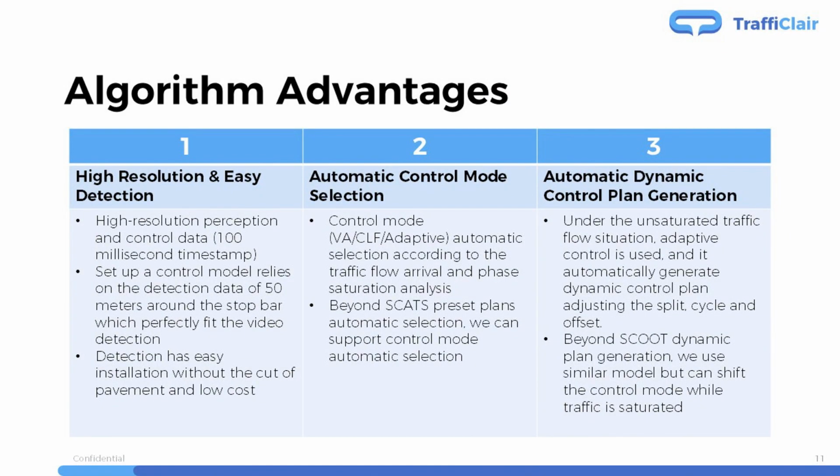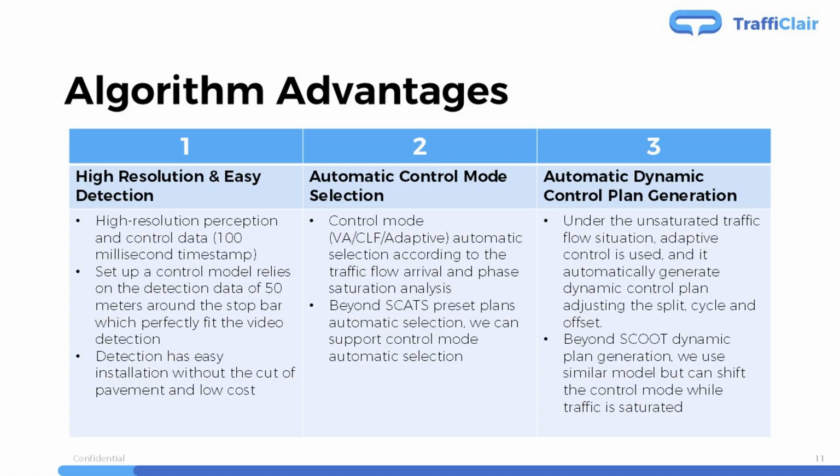Here we summarize the algorithm's advantages. Firstly, the algorithm is based on a 100 millisecond high-resolution perception with rich states and events, which fully meets all kinds of complicated traffic situations. It sets up a control model that relies on the detection data of 50 meters around the stop bar, which perfectly fits video detection with easy installation and low implementation cost.